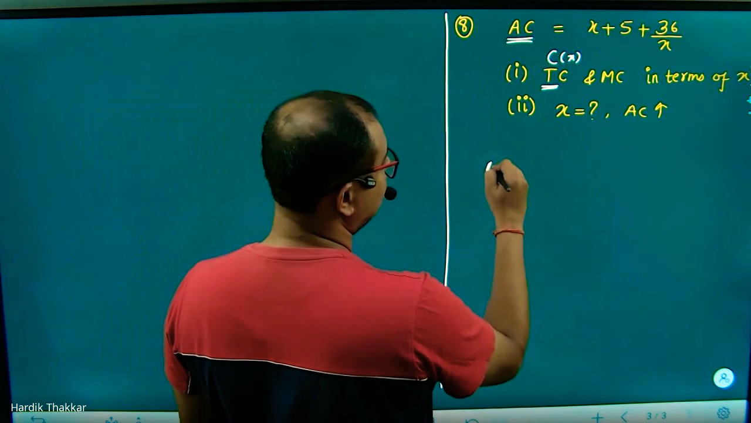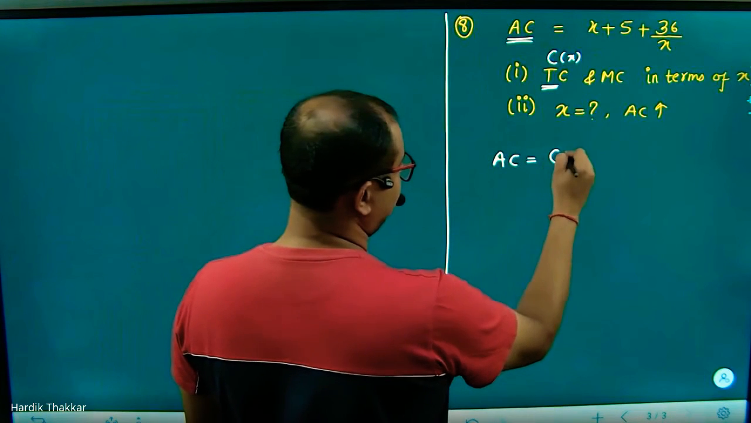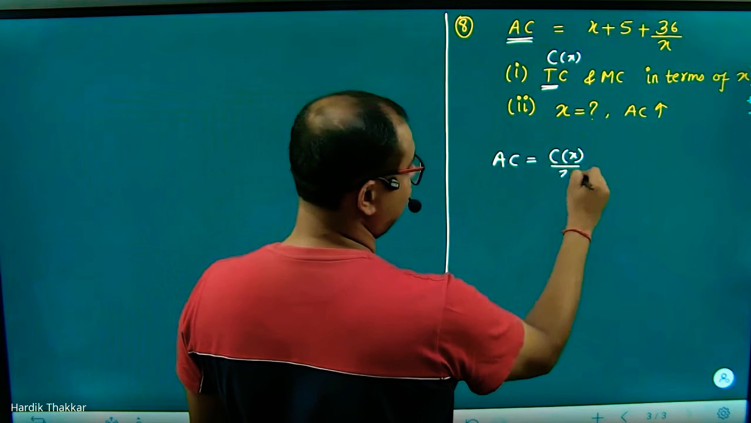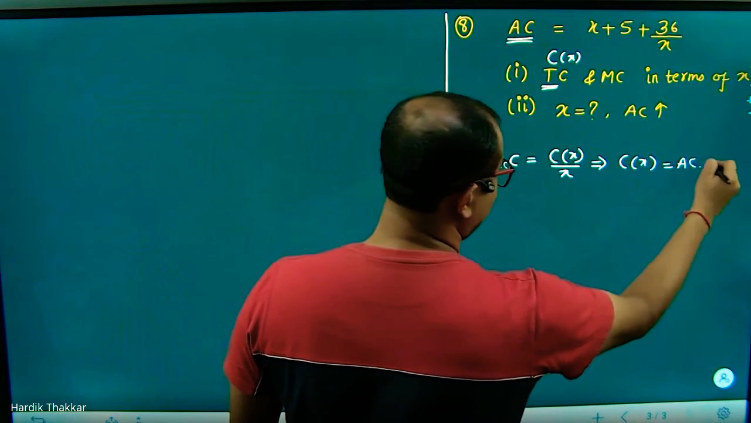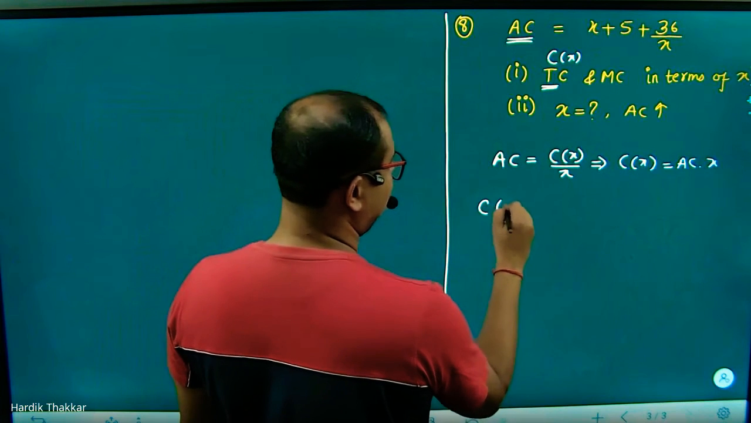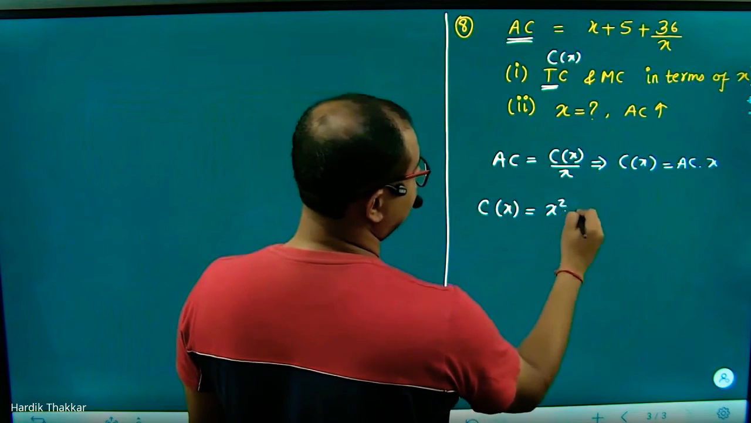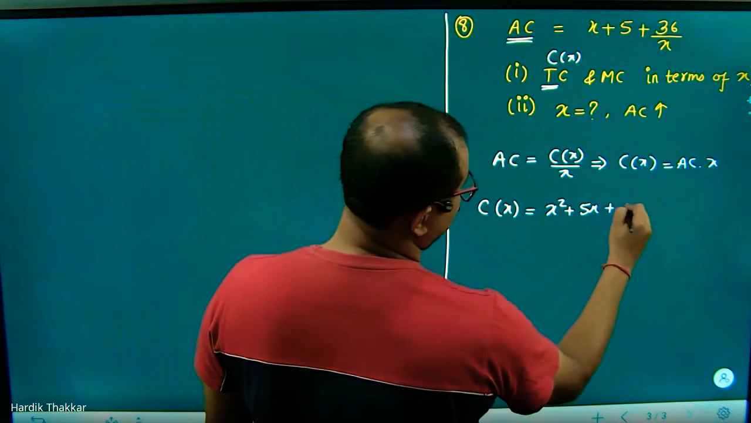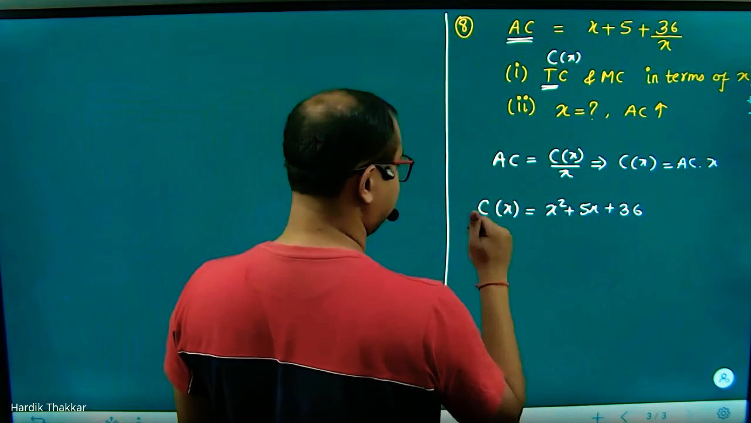So AC, oh sorry, AC is equal to C of x upon x. Okay. So C of x is equal to AC into x. So here C of x will be multiply x with this expression and you will get x square plus 5x plus 36. So this will be your C of x. Okay. This is C of x.